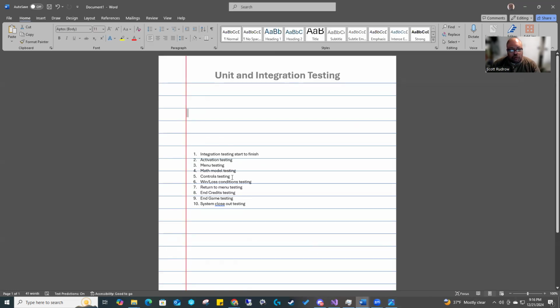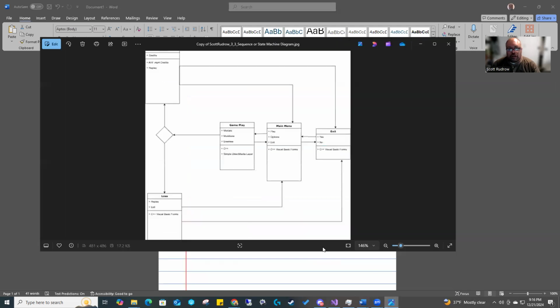Controls testing, we just went over controls testing. Win-loss conditions are best exemplified by our flow chart. In our flow chart, we have a win condition at the top, loss condition at the bottom on the left-hand side. And they both go back to the exit condition, and they both go back to the main menu condition. So that would be the win-loss condition, and that's what they would do.